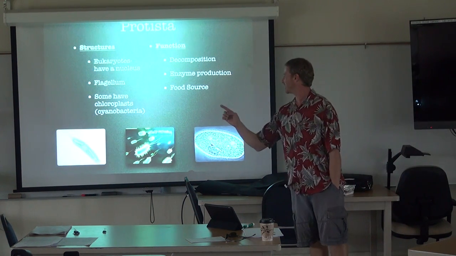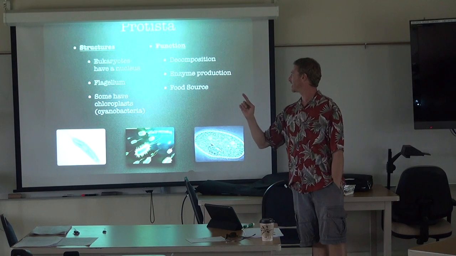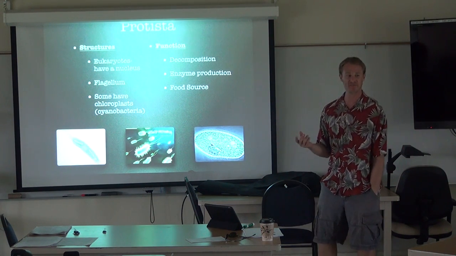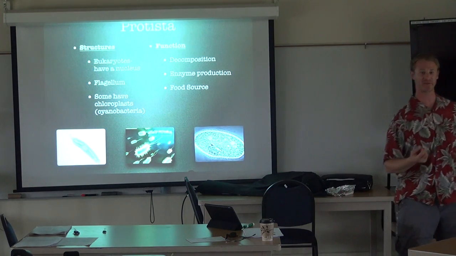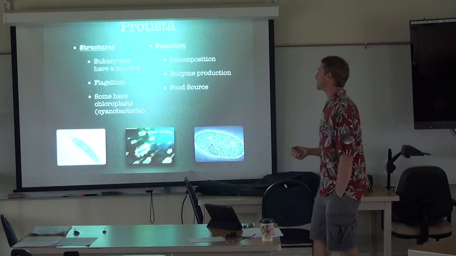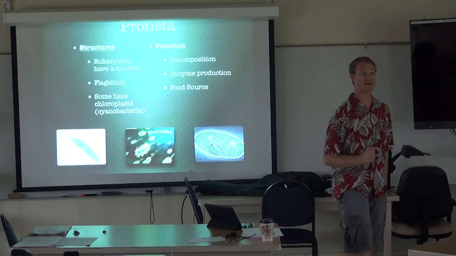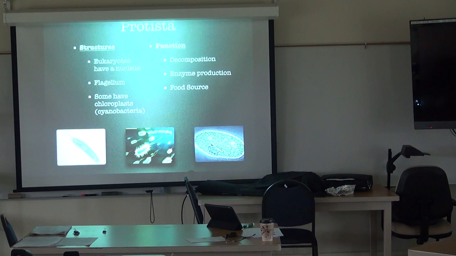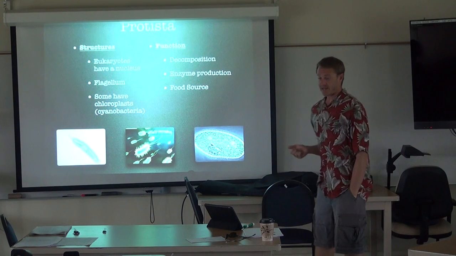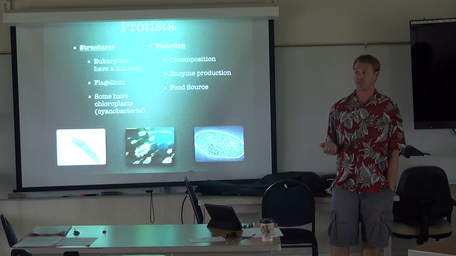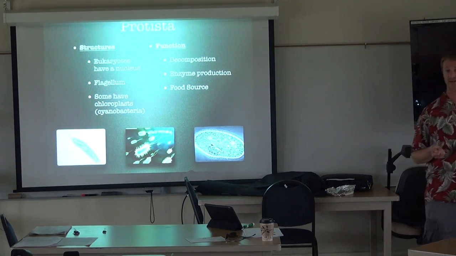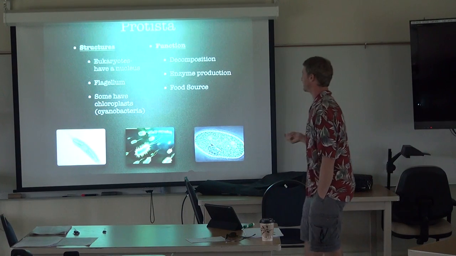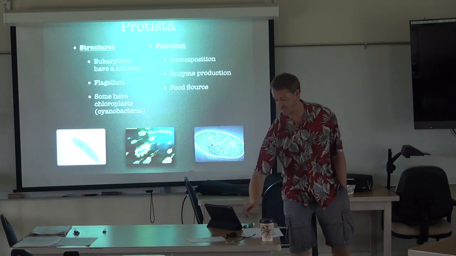Function. Decomposition. When it decomposes things, it produces enzymes. So enzyme production, which of course releases nutrients into the environment for plants to uptake. It's also a food source for a lot of macro organisms and also nematodes, which are considered microorganisms. So a lot of nematodes eat protista. You bring in a lot of beneficial nematodes, they start protecting the roots of your plant. They have plenty to eat. Then you have a nice symbiotic relationship.